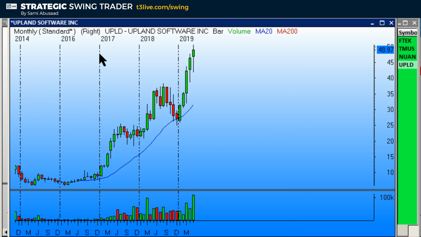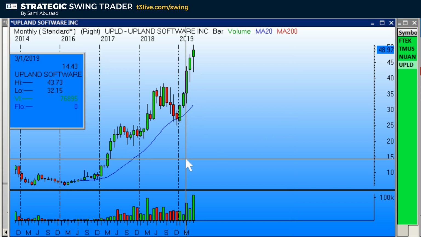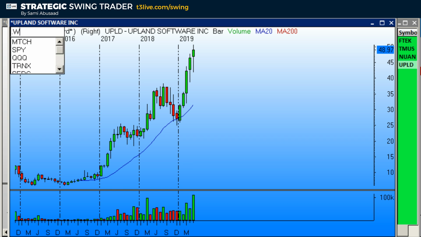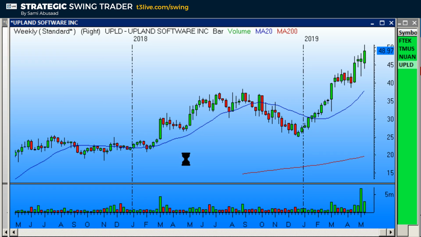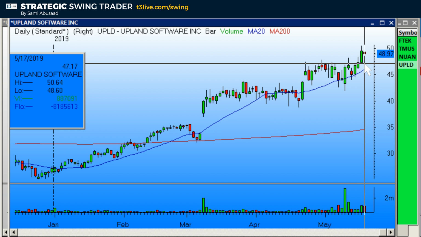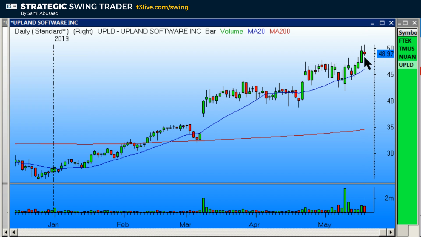This UPLD is the strongest stock in the world. Look at this monthly chart. Look at the weekly, all out bullish, and the daily has a red bar and a topping tail. So if we take it out, we should actually continue higher. I'm not planning on playing it first thing on Monday.